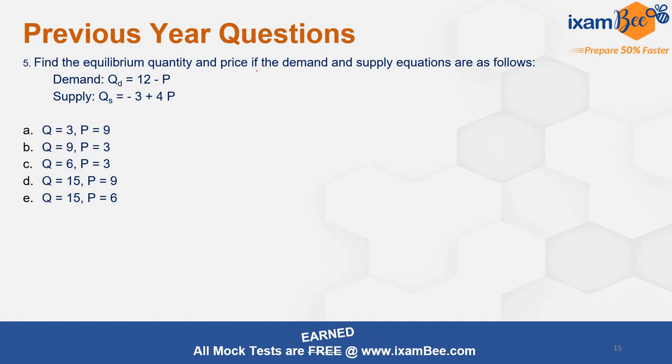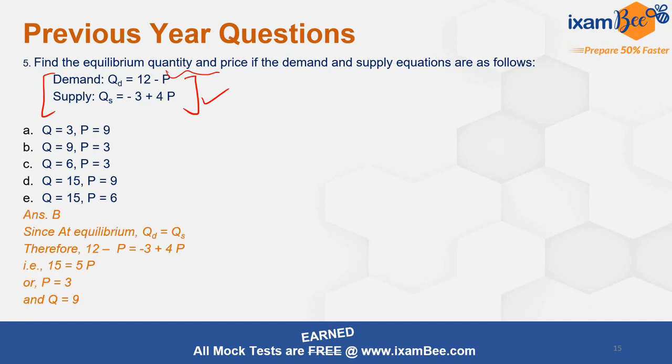Next question. Find the equilibrium quantity and price if the demand and supply equations are given to you. Again, a very easy question, although numerical, but do not fear even if it's numerical. You will be able to solve it if you know the concepts. Equilibrium price and quantity is where you have demand and supply equal to each other. So just equate these two equations and solve. You will get your equilibrium. The right answers are here. Price is 3 and Q is 9, quantity demanded. So the option is B here.